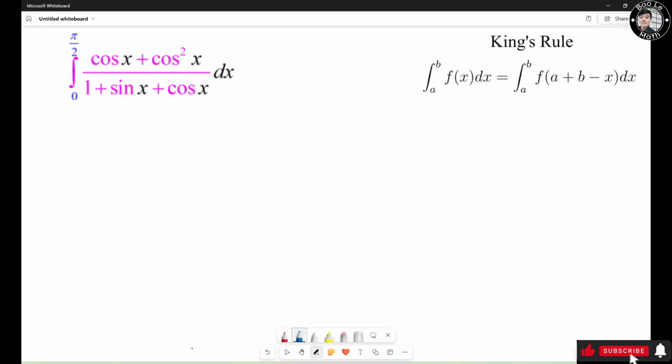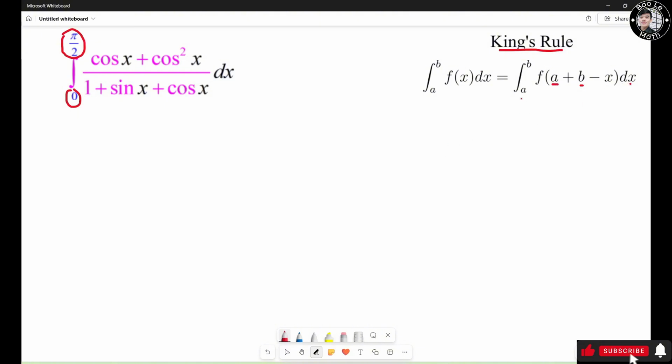Alright, let's get started. The integral from 0 to pi over 2 of cosine s plus cosine square of s over 1 plus sine s plus cosine of s ds. When you see the upper bound and the lower bound like this, you're gonna think about the King's rule. So we have the formula: the integral from a to b of f of s ds equals the integral from a to b of f of a plus b minus s ds.